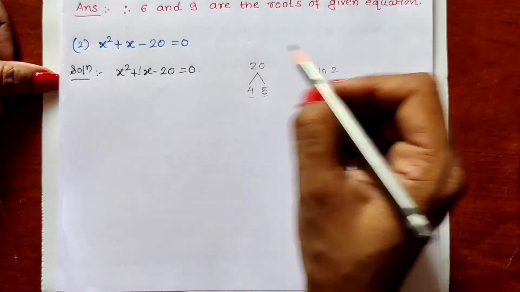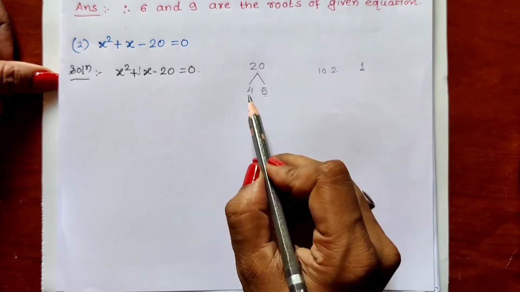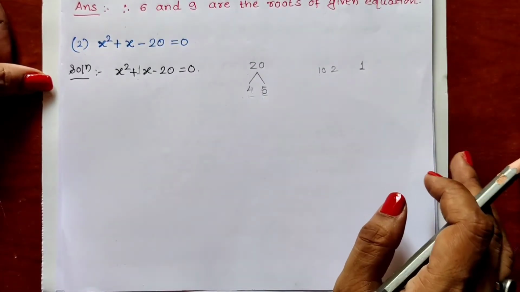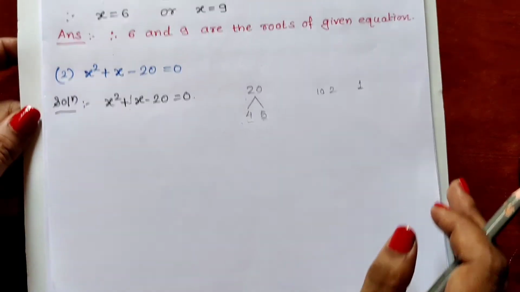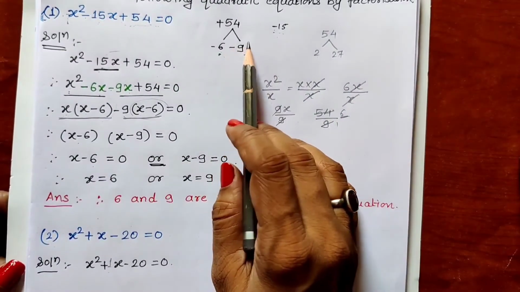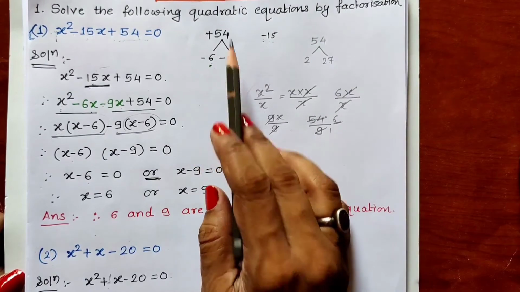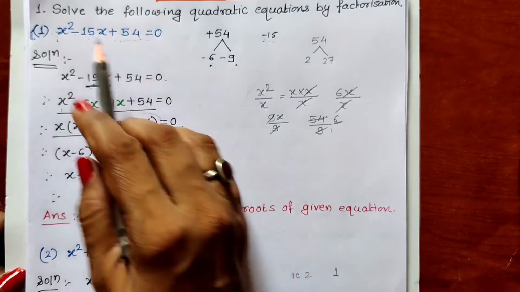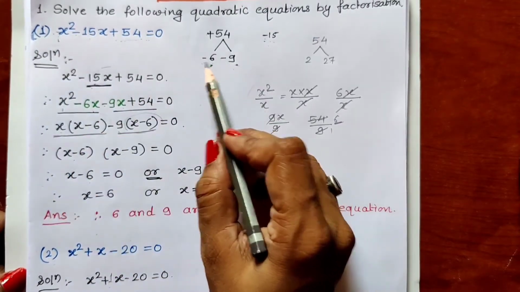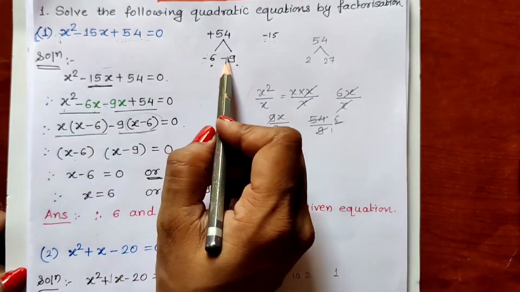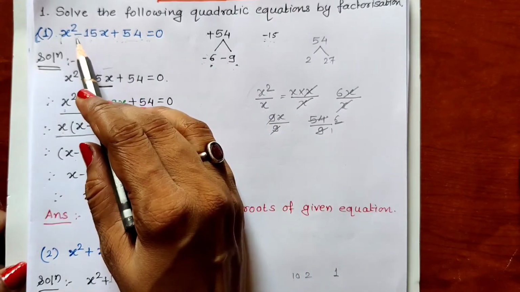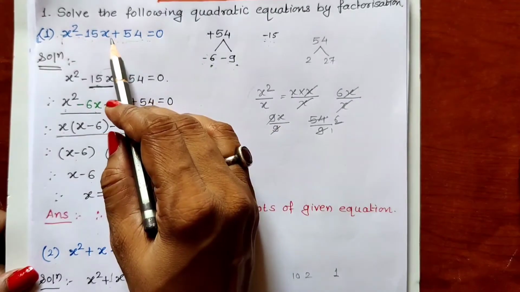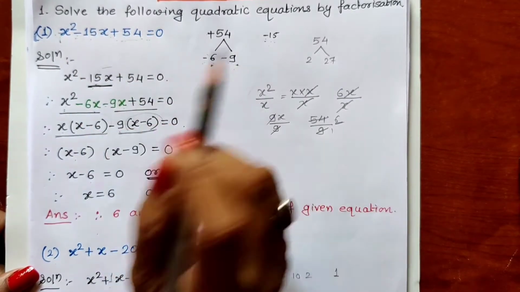Here the coefficient of the middle term is 1. So we should get two factors of 20 whose subtraction is the coefficient of the middle term. When we got two factors whose addition is the middle term, that time we gave the first sign to both these factors. We gave a minus sign to both the factors. If there was a plus sign, we would have given a plus sign to both. So in addition, the first sign should be given to both the factors.